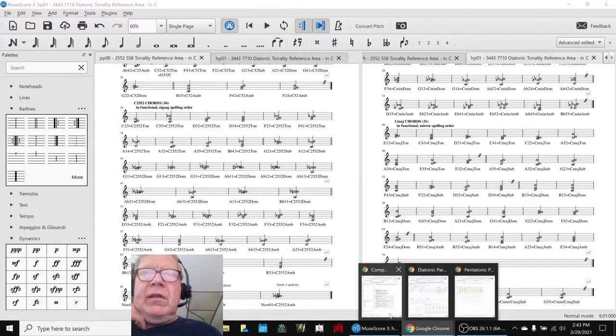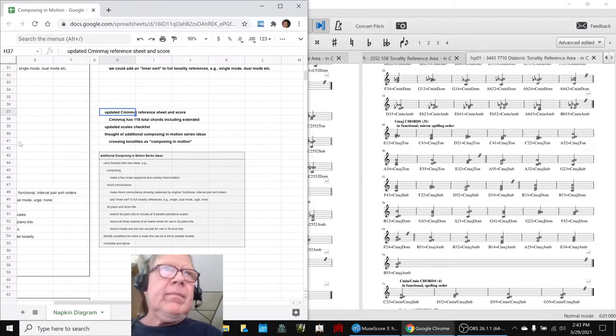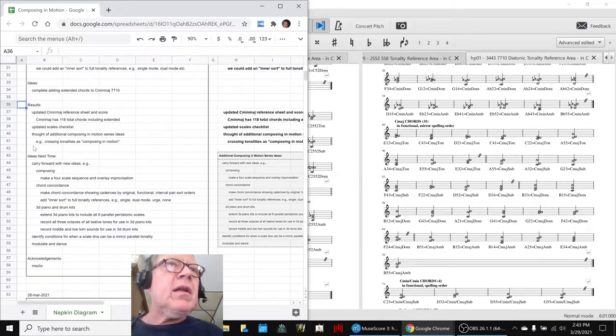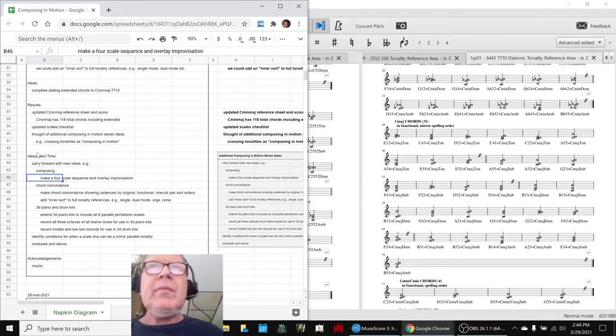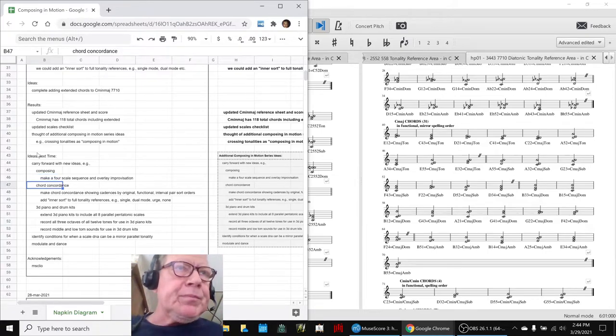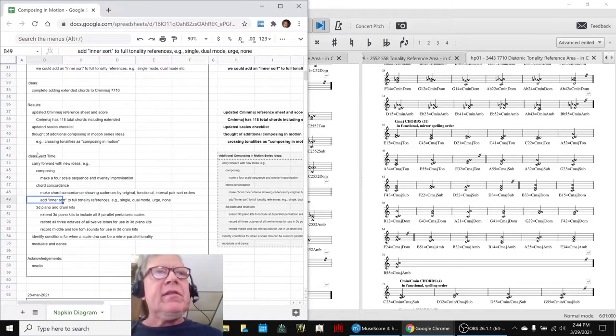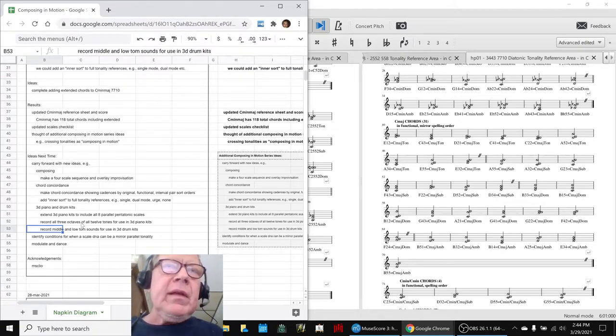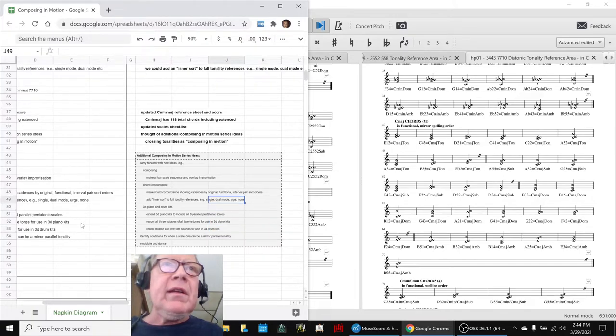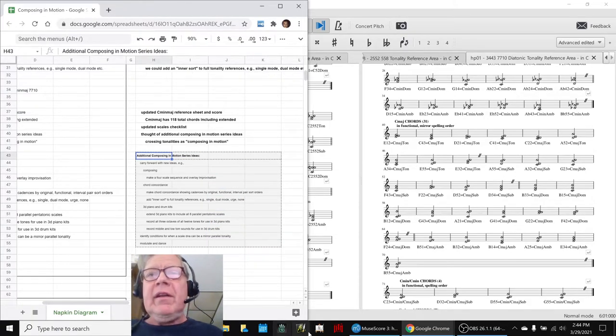So that concludes today's series. Our ideas for next time are... well, we came up with an awful lot of new ideas today. One of the simplest would be to take our 3 pentatonics and our new heptatonic that we've just added all the extended chords to and make an improvisation where you put all 4 of them together. Try this idea of crossing tonalities, composing in motion. We've also got ideas of making a chord concordance, which would let us cross over to the other scales, updating our 3D piano kits and drum kits, adding the middle tom, etc. So we are swimming with more ideas, which is very exciting.